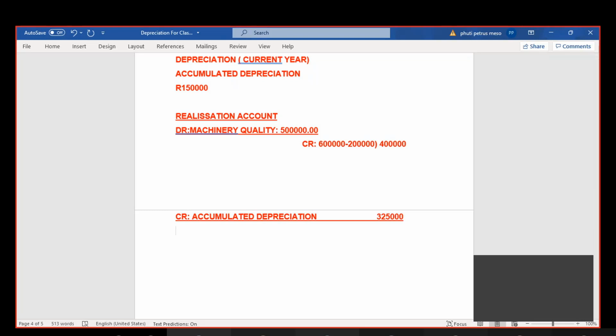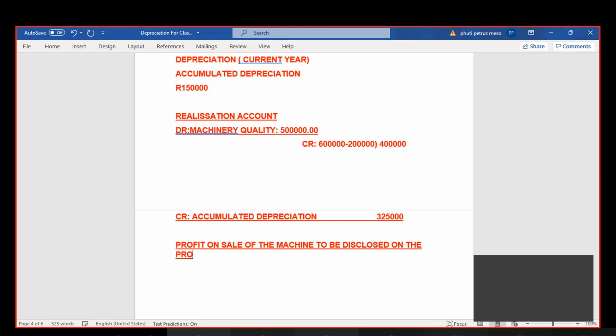What do you have? Profit on sale of the fixed asset. Sorry, of the machinery. All right. So you're going to have the profit on sale of the machine. You're required to, okay, let me just say profit on sale of the machine to be disclosed on the P&L account.